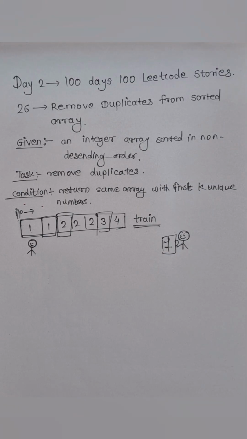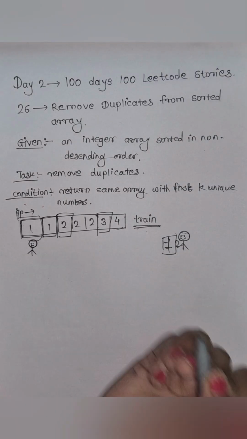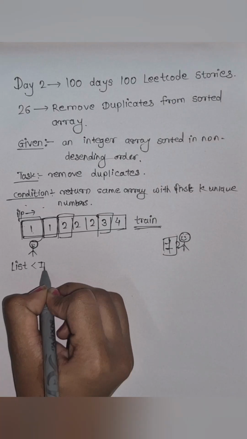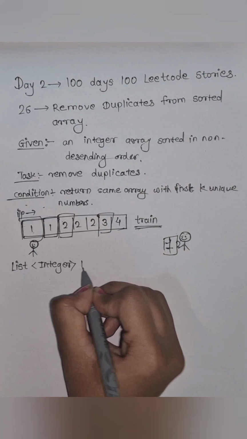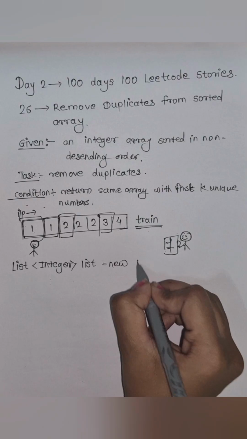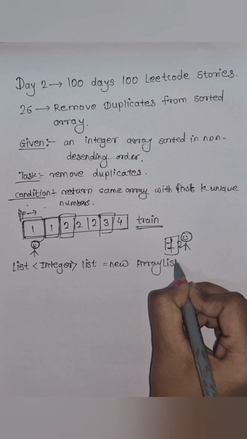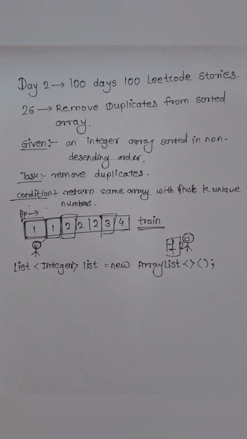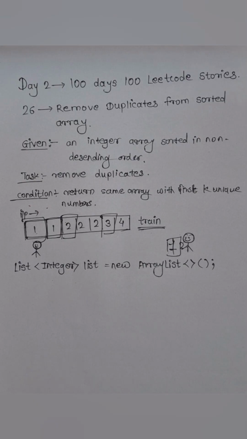So what data structure can we use here? It's the list. List of integer, list is equal to new ArrayList, and the size of the list will contain the number of unique elements. And here he again needs to write back the numbers from the notebook to the train as well.